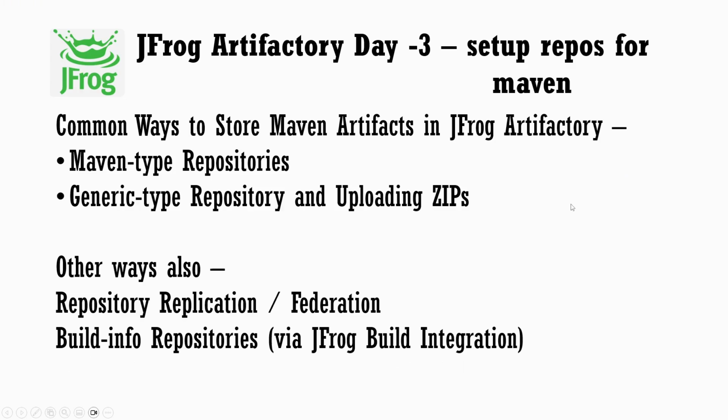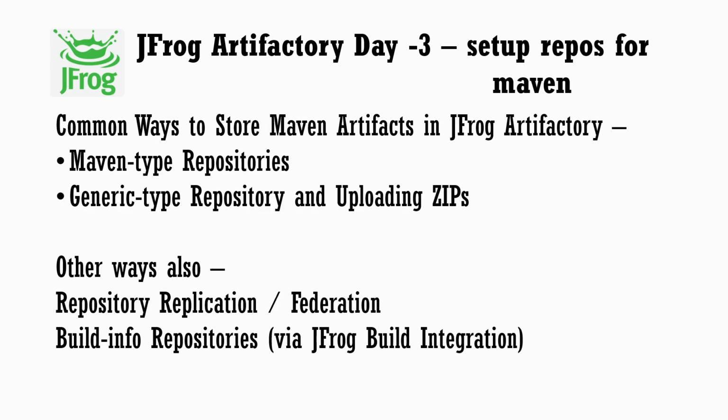There is one more way, which is build info repositories with JFrog build integration. This does not store your actual jars. Instead, it stores build metadata such as build dependencies, produced artifacts, environment details, and checksums. It's mainly used for traceability and CI/CD pipelines. So with all these methods in mind, we will focus only on commonly used ones in this series.